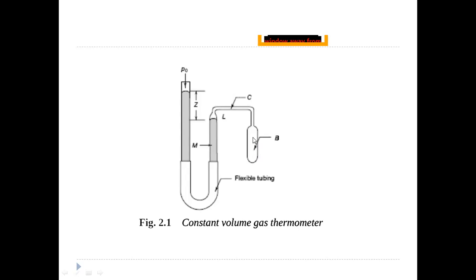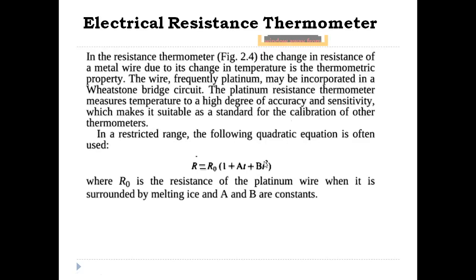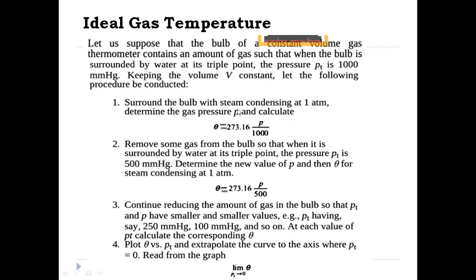For the first case, if we surround this bulb with steam, which starts condensing at 1 atmospheric pressure, and if you measure the pressure here, because it is a constant volume gas thermometer, there is a variation of pressure. So if we measure the pressure, the temperature can be calculated using this formula: theta is equal to 273.16 into P by 100.